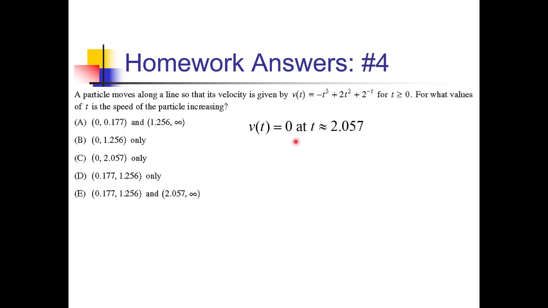Next, I need to figure out the acceleration, or the v prime. So that's going to be negative 3t squared, using my power rule here, and then plus 4t. And then for this last one, we'll have 2 to the negative t, but we have to multiply that by an ln of 2. That's the exponential rule.